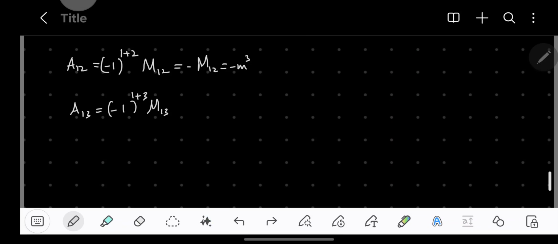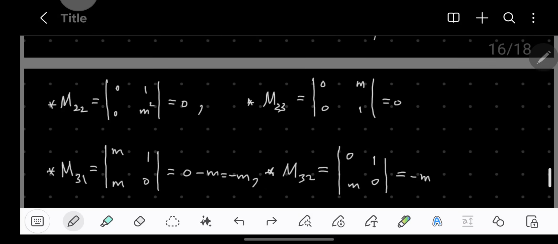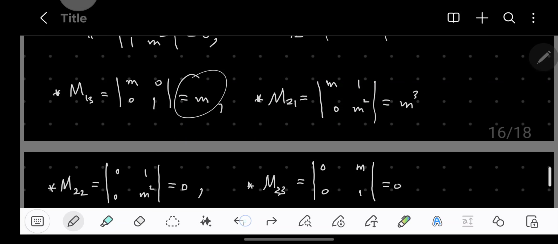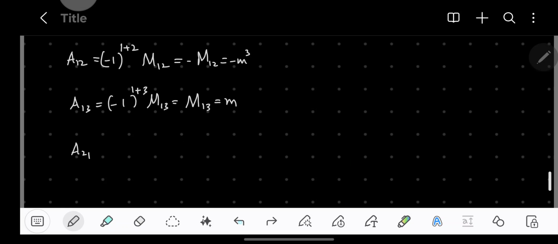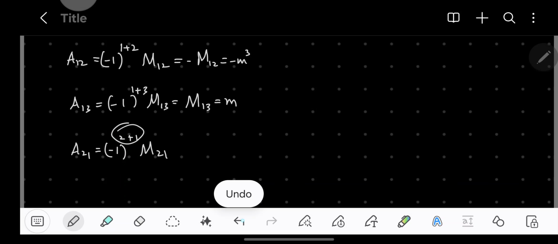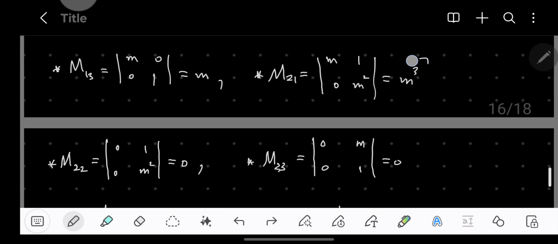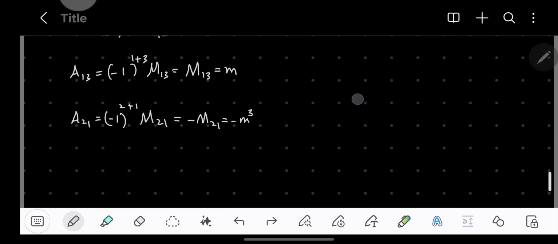Similarly, A13 is negative 1 to the power 1 plus 3 times M13. Since 1 plus 3 is 4, which is an even number, I will write plus M13. So M13 is m, which is already found. You can check from here. Similarly, A21 is equal to negative 1 to the power 2 plus 1 times M21. Since this is 3, negative to the power odd number is negative. So I will write negative M21, and M21 is m cube because it is already found previously.